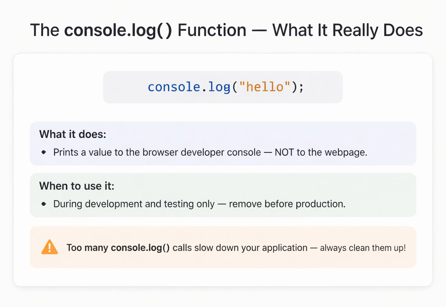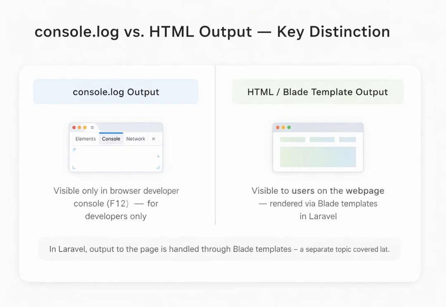But, and this is important, you should always remove console.log statements before you ship your code to production. Every console.log call, even small ones, adds a tiny bit of overhead and can slow down your application. Think of it as a sticky note you use while working, useful during the process, but not something you leave in the final product.